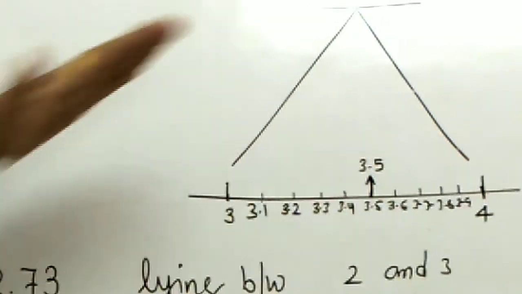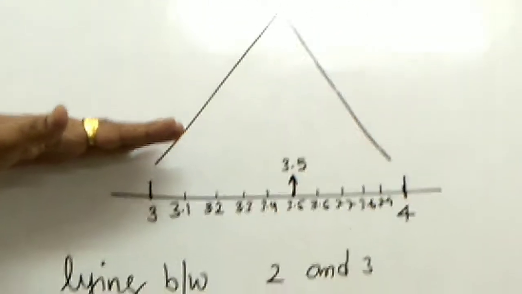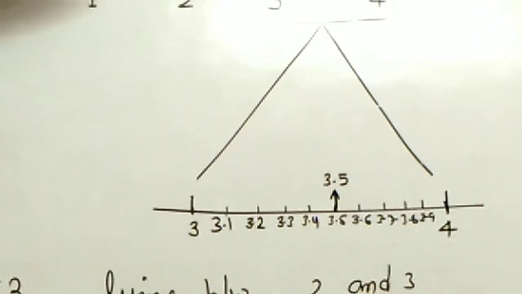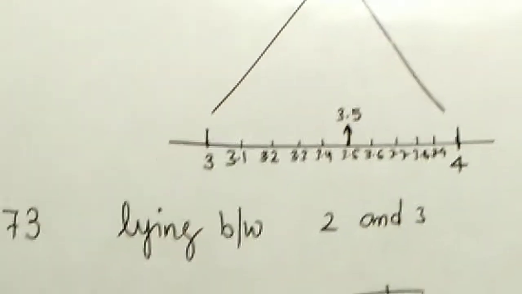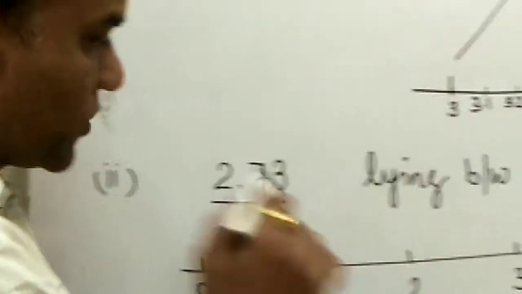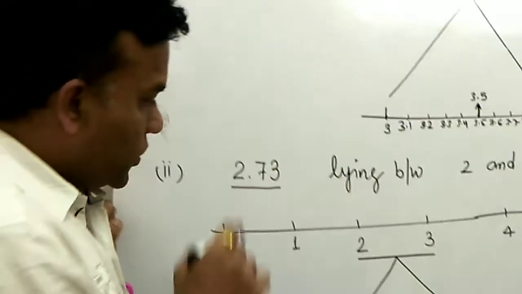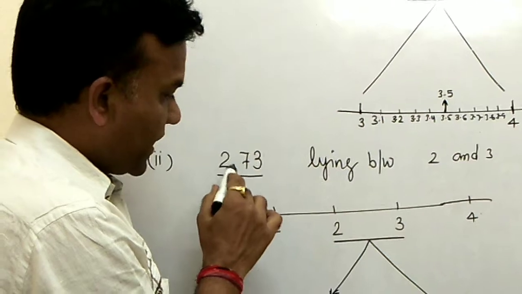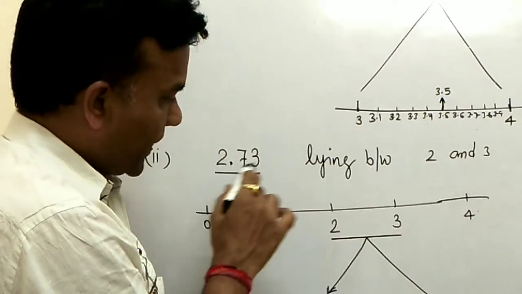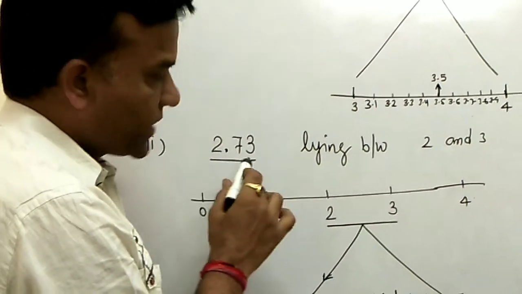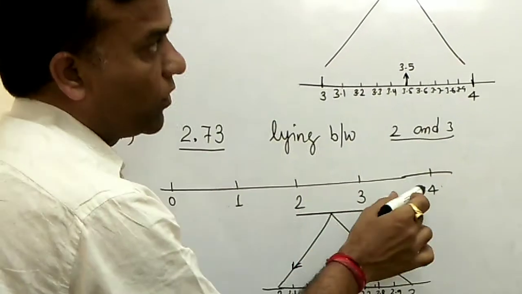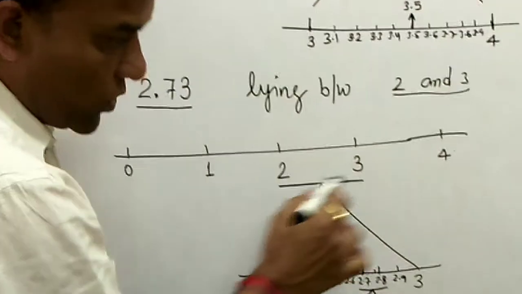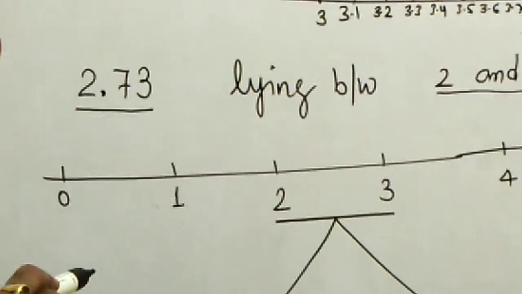Only one time you magnify and then you get the result, because you have a single place digit here. Now we have 2.73. There are 2 places of decimal here, and this 2.73 is lying between 2 and 3. So again we underline, write down the numbers 0 to 4, and here we underline 2 and 3 because this number is lying between 2 and 3.